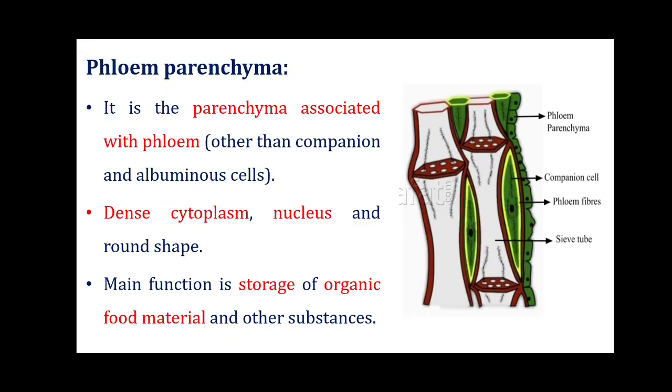Now the next category is the phloem parenchyma. As you can see in the image, the green part is the phloem parenchyma, which is associated with the phloem element. They have dense cytoplasm, a nucleus and are round in shape. Main function is the storage of organic food material.